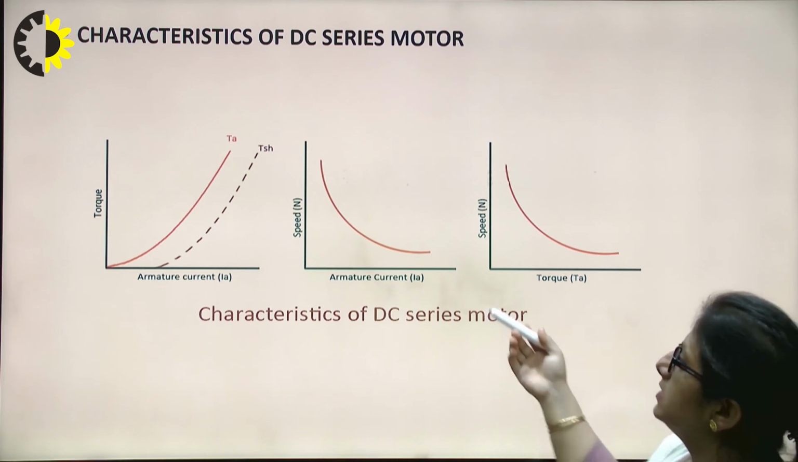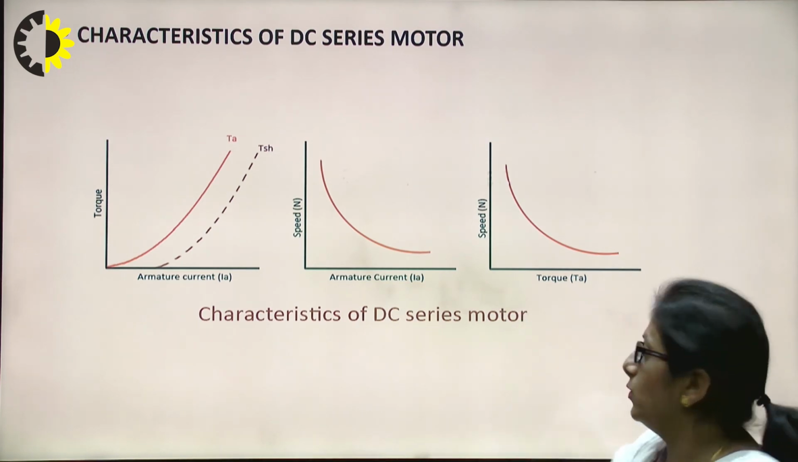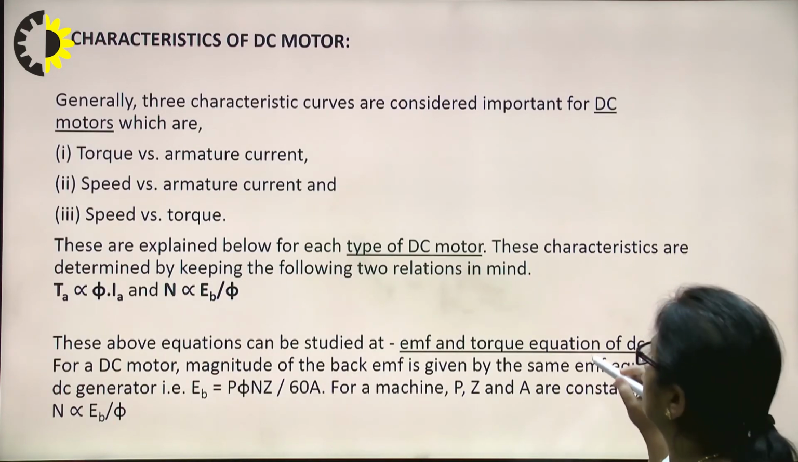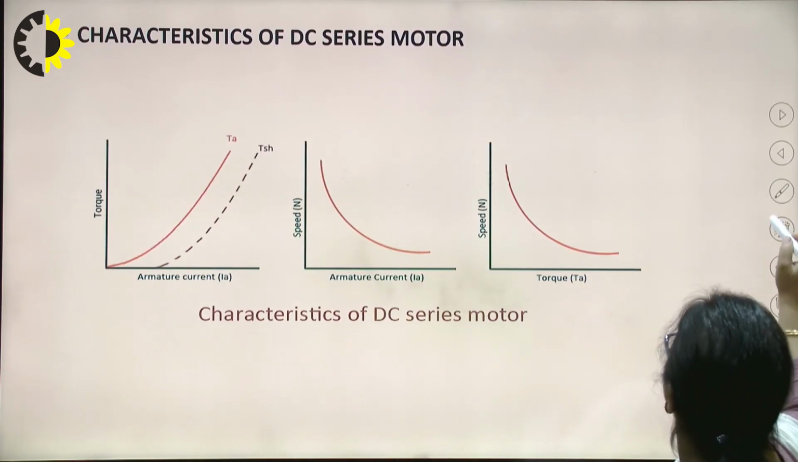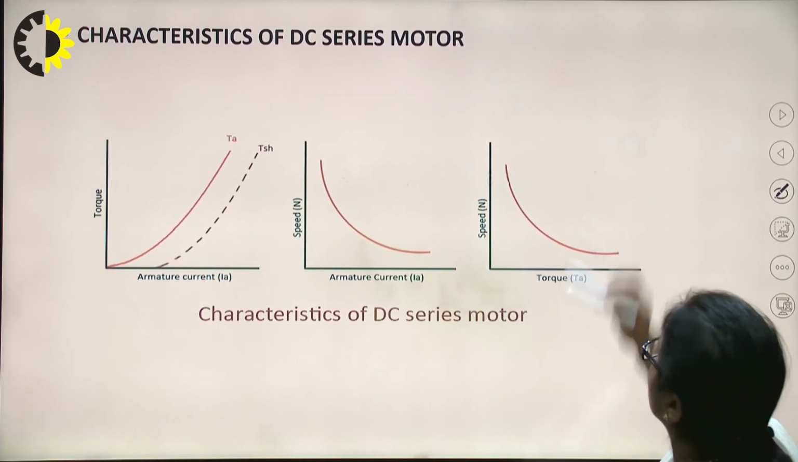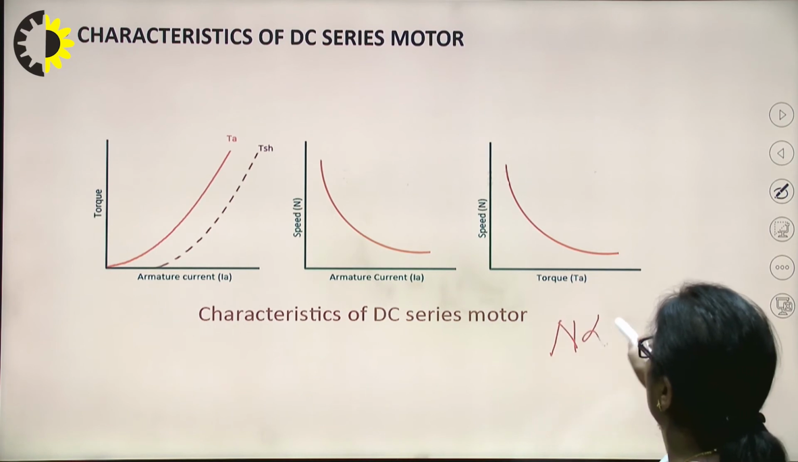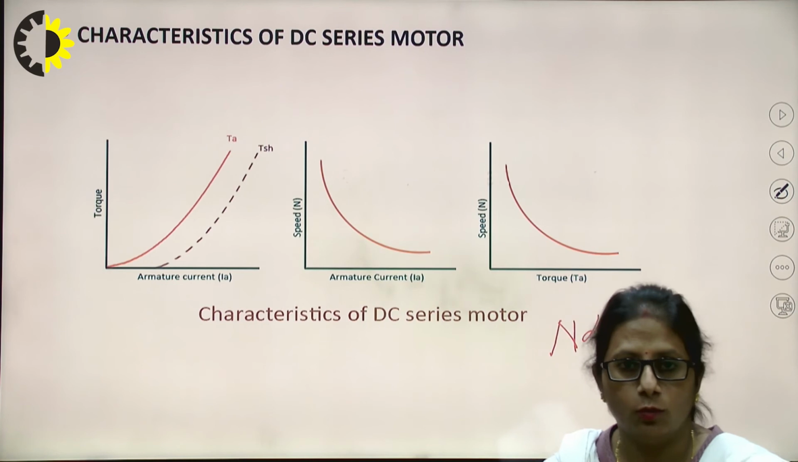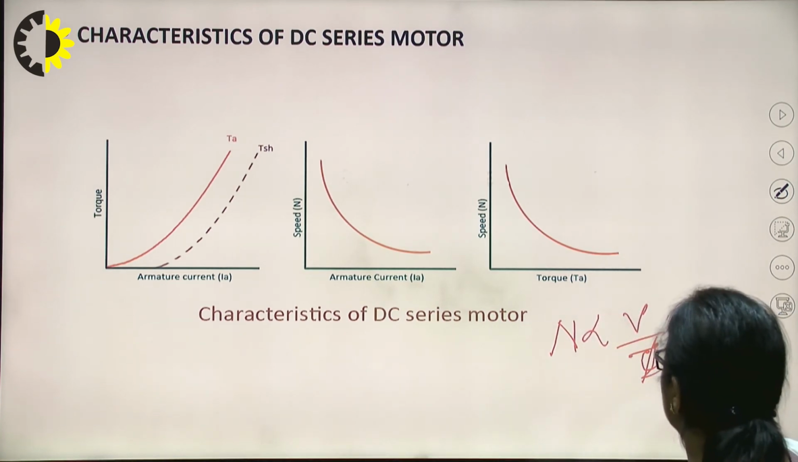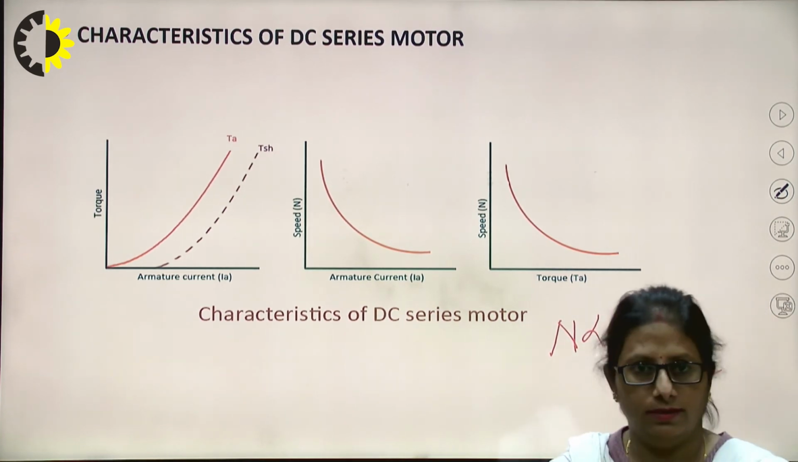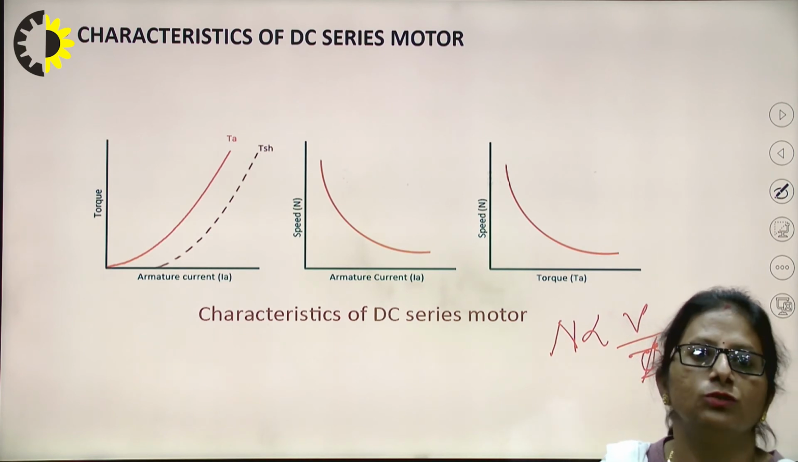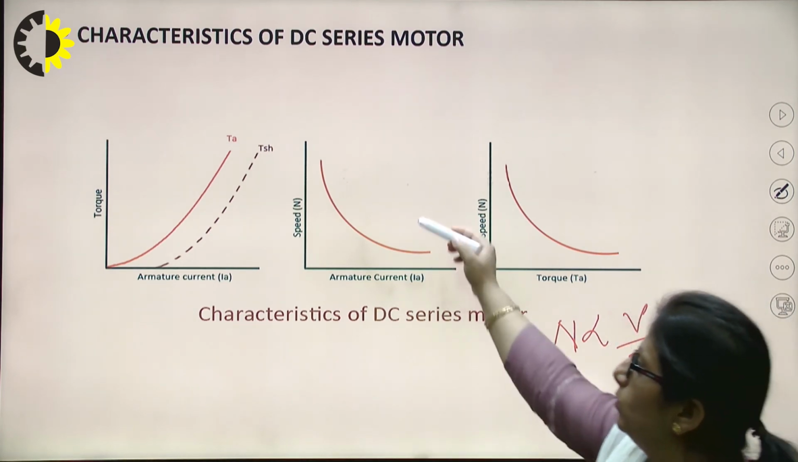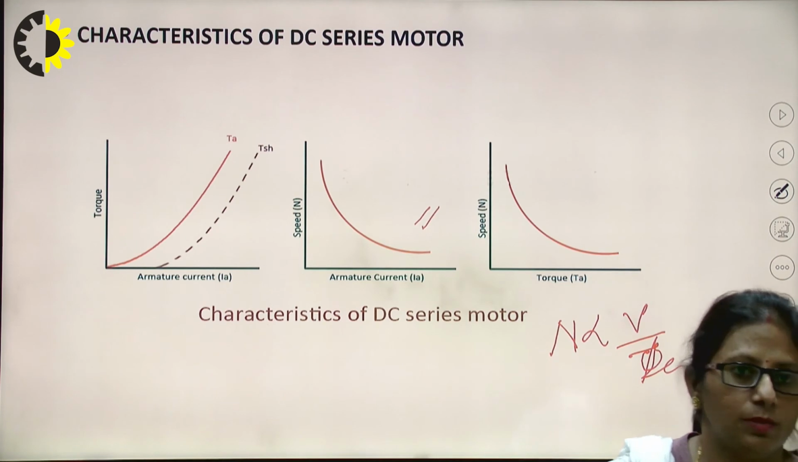So the relation we get is that speed is proportional to V upon flux. V is almost constant, flux is proportional to armature current, so it is inversely proportional. So the speed is inversely proportional to the armature current. So the graph we have got is inversely proportional.